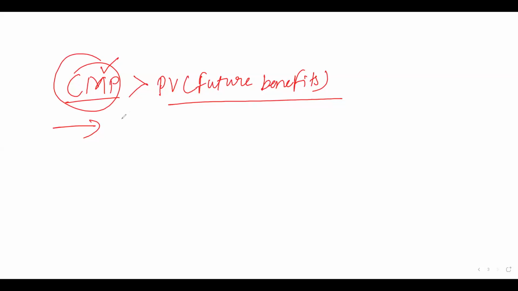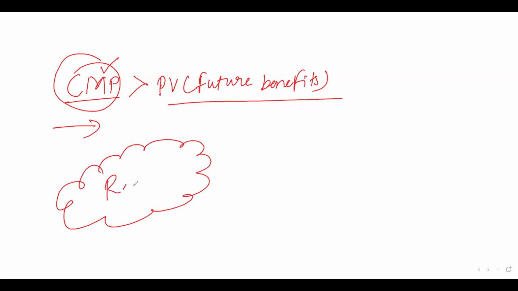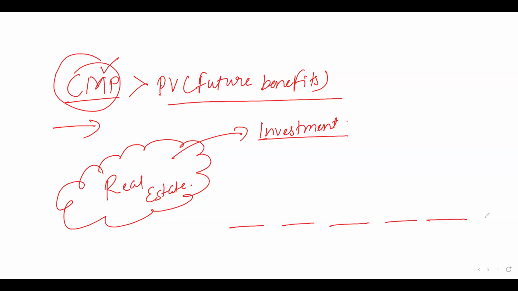Now, this can also be implemented in various scenarios. For example, a real estate property. Let's suppose you are planning to invest in that property for investment purposes. In this case, you will find what cash flows this particular property is going to generate in the coming future. You will be calculating the present value of all those cash flows.